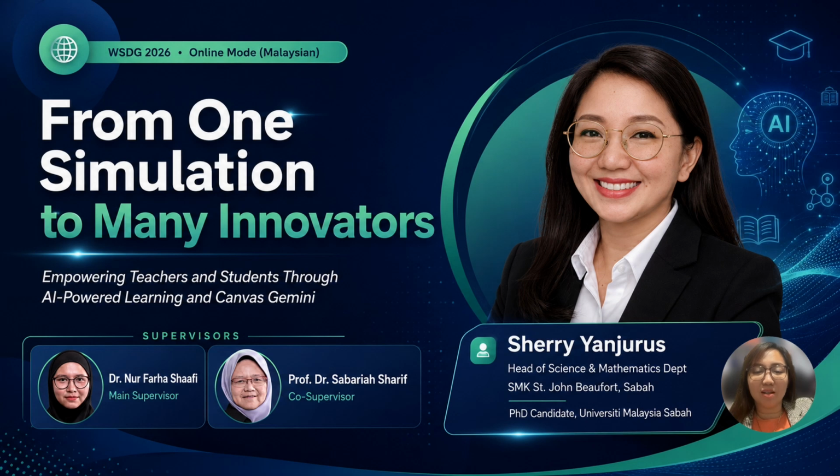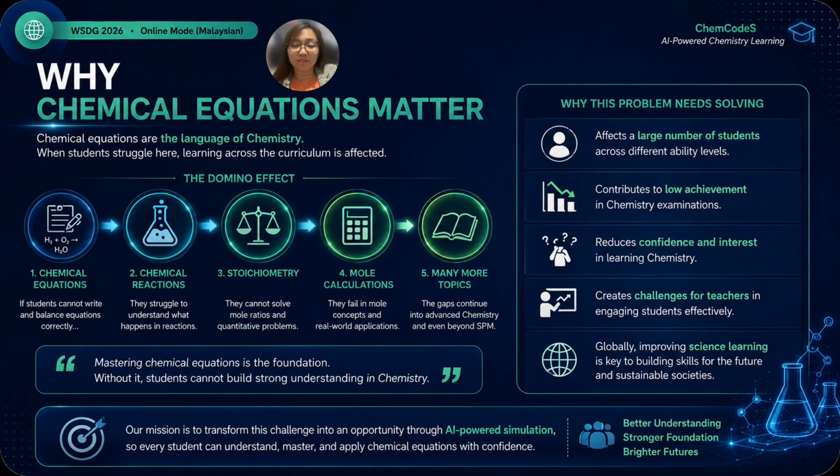John Beaufort, Sabah, Malaysia. This project is called CHEMCODES, an AI-assisted learning simulation developed to help secondary school students to understand, to write, and balance chemical equations in chemistry. Our journey began with only one classroom challenge, but it has grown into a wider culture of innovation among teachers and students. Chemical equations are often described as the language of chemistry.